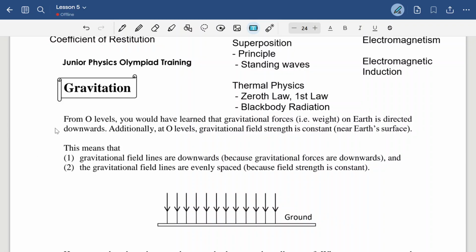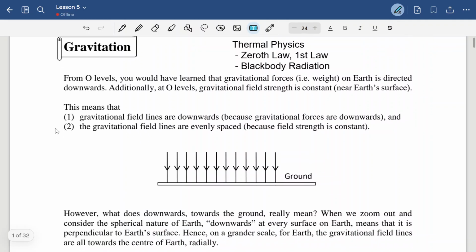So we'll go through gravitation today, then after that electric field, and the last part, capacitance. Capacitance is in your new JC syllabus. On gravitation, at O levels, this is what you have learned: gravitational forces are downwards, and we know that it's constant at 9.8 meters per second squared. That's your gravitational acceleration. Because of that, when you draw gravitational field lines, I hope you all remember your field lines.